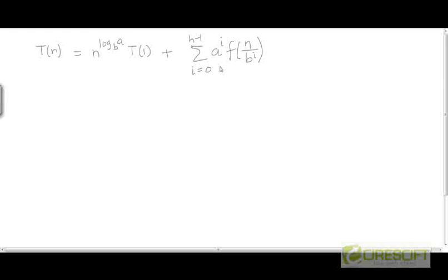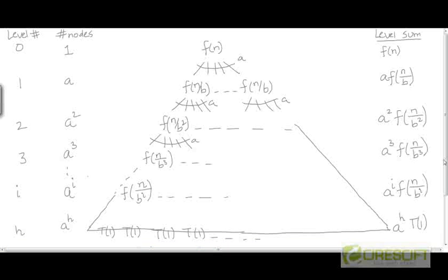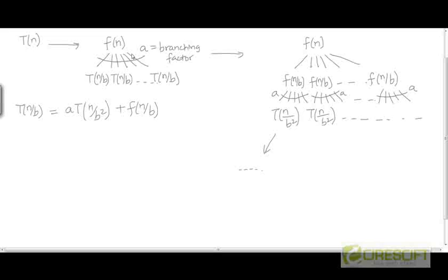So in the next video, we will look at 3 different conditions. What determines whether this summation is going to be a decreasing geometric series or an increasing geometric series, or just a constant number, just the same term appearing h times? Well, that's going to depend on values of a, b, and the function f of n, which is used to combine together the solutions to the subproblems.